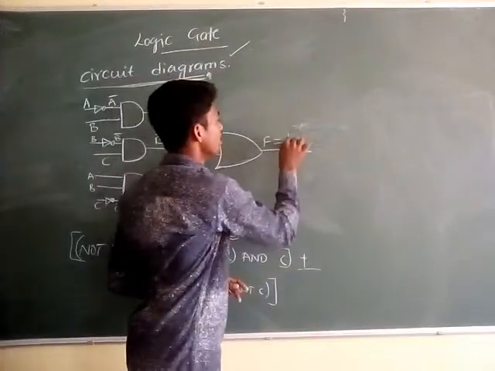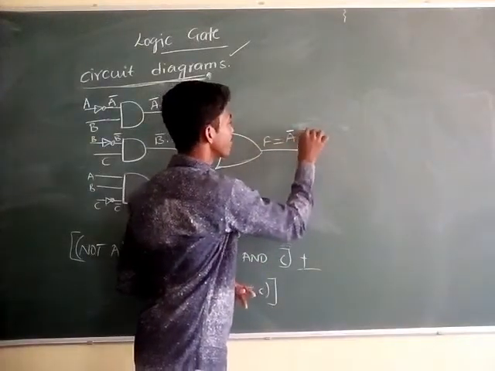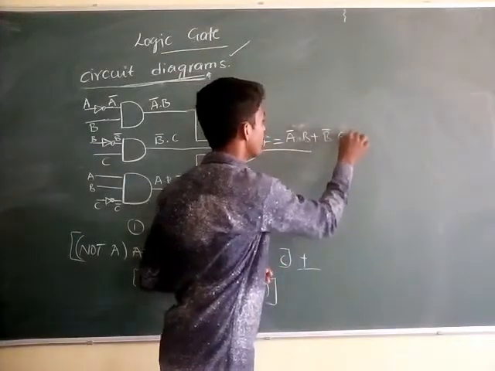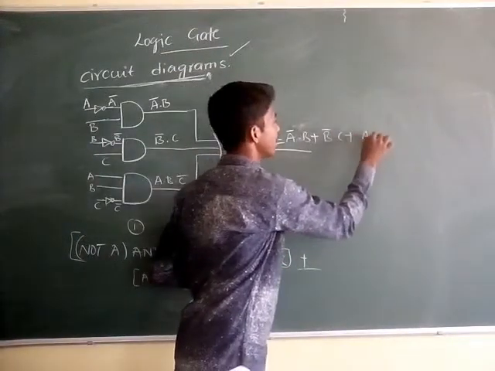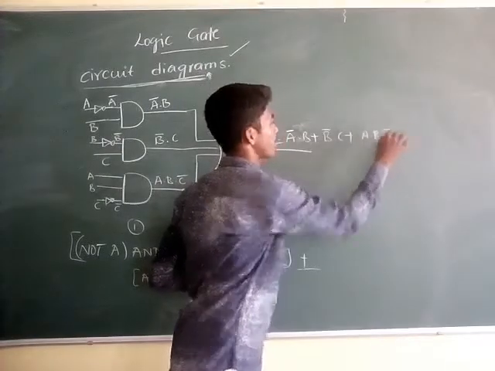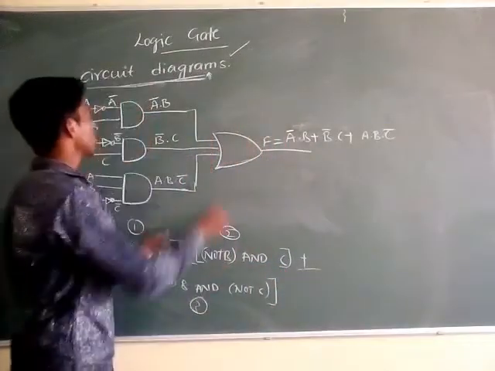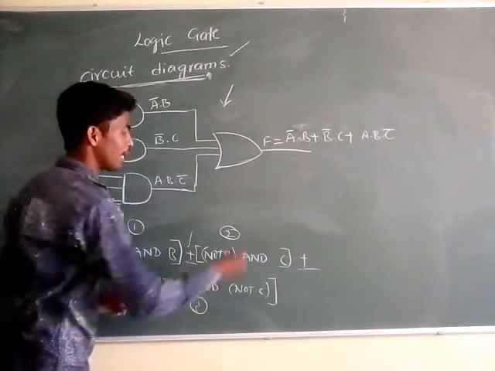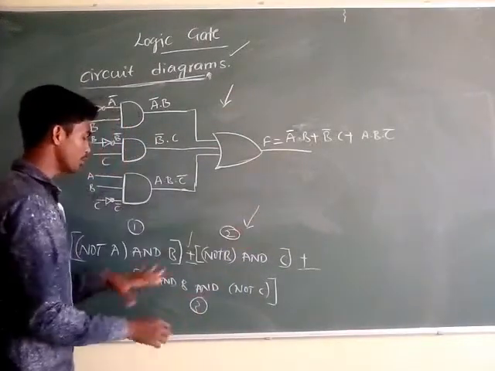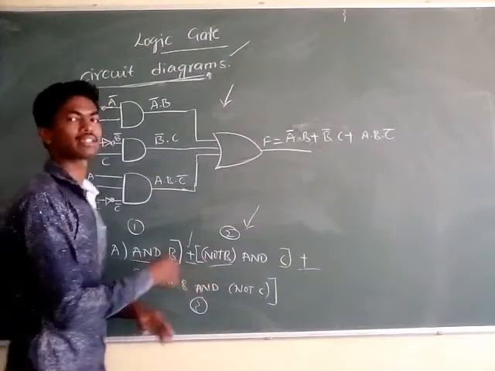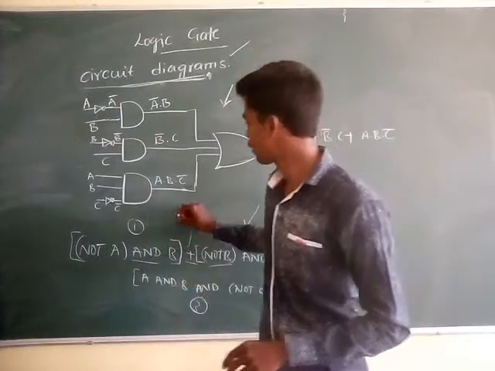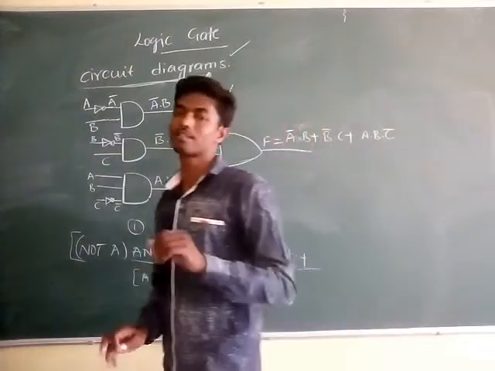First, A complement B plus B complement C plus A into B into C complement. This is the logical circuit diagram for the given expression. This conversion of the expression into the AND gate, NOT gate form, you can write it, or else you can leave it. This is up to the understanding level.